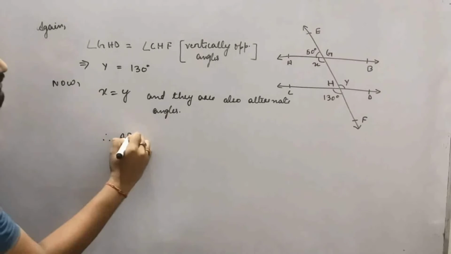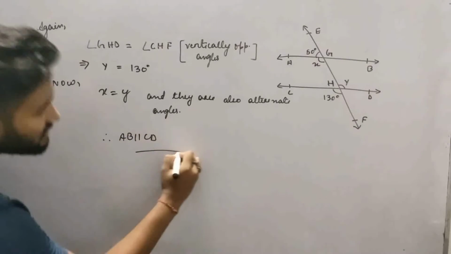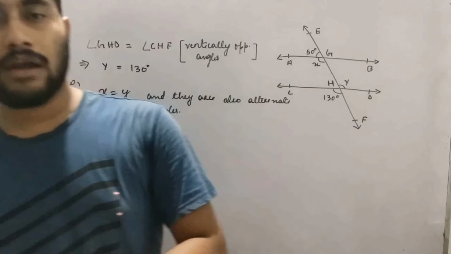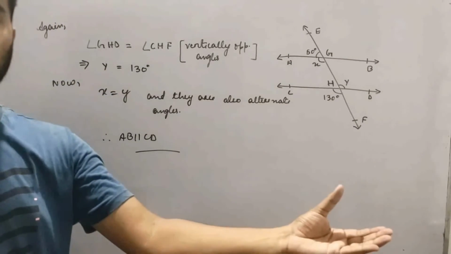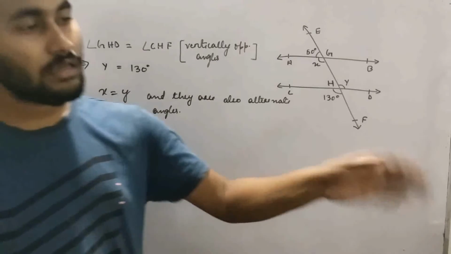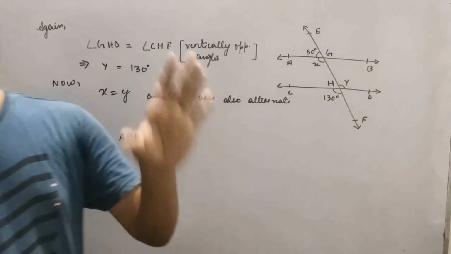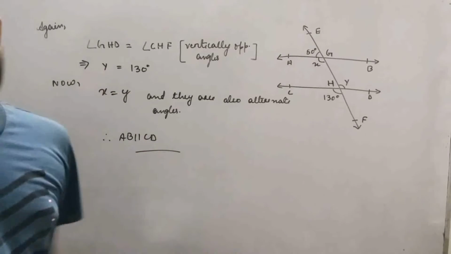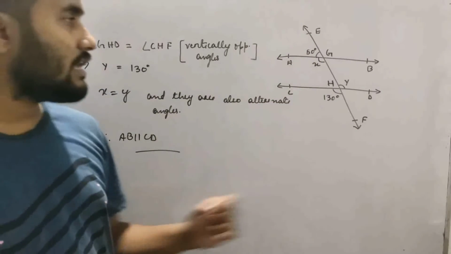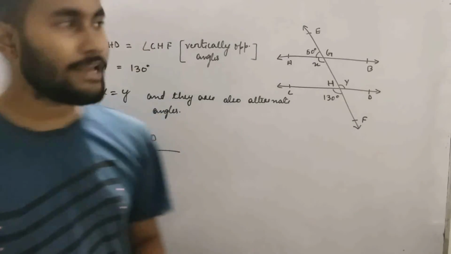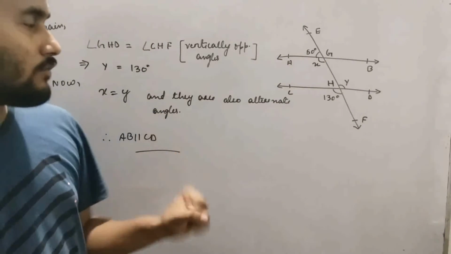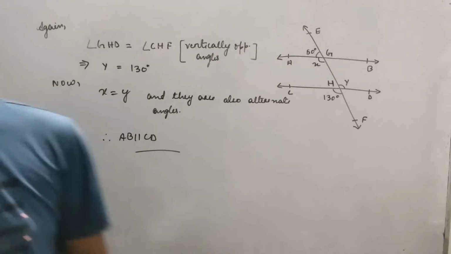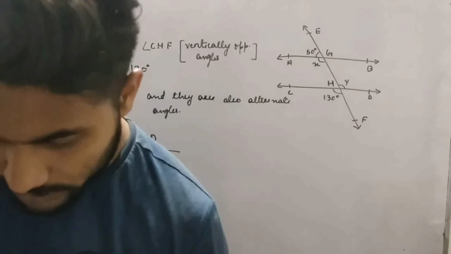So therefore our AB must be parallel to CD. This is your answer. The opposite one: if alternate, then parallel. If parallel, then alternate, that one we know already. The opposite one, if alternate angles are there, then it will be parallel also. So done, this is the answer. This was an easy, very simple question. Find X with the help of linear pair, find Y with the help of vertically opposite angles. Now they are equal, and if they look like alternate also, then they are parallel. So number 1 done. Move to question number 2.